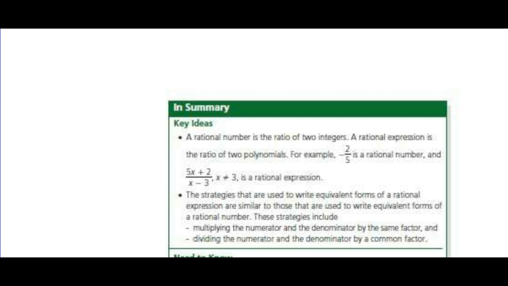Key ideas. A rational number is the ratio of two integers. A rational expression is the ratio of two polynomials. Negative 2/5 is a rational number. It's also really a rational expression, right? Even though we tend to look at rational expressions more in terms of having a variable, like (5x + 2)/(x - 3). Remember, you've got to state the restriction: x cannot equal 3.